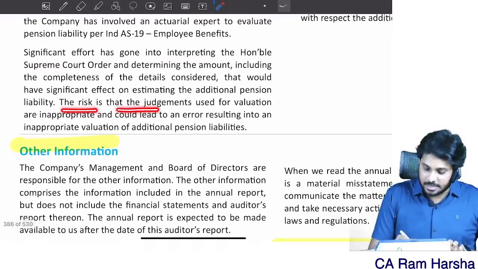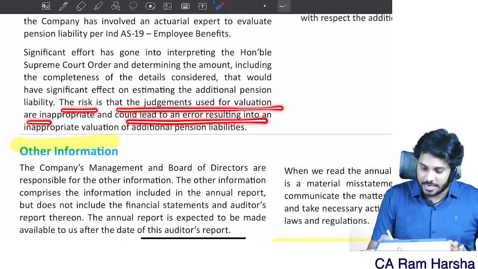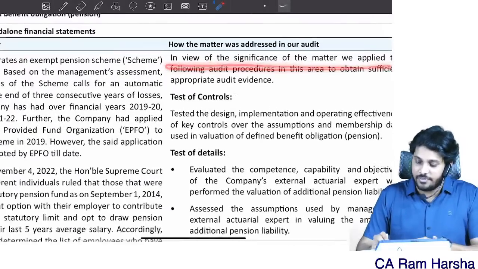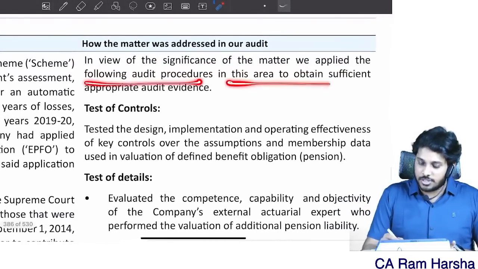The risk is that the judgment used for valuation could lead to an error, resulting in an inappropriate valuation. Accordingly, in view of the significance of the matter, we applied the following procedures in the area to obtain the evidence.